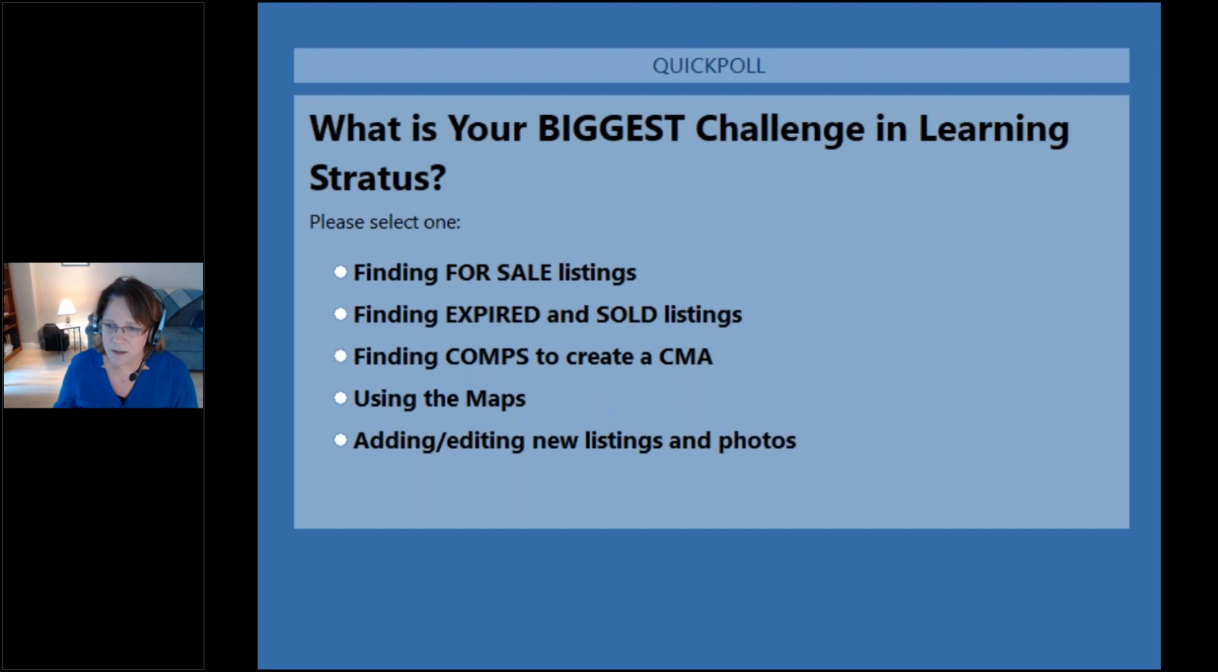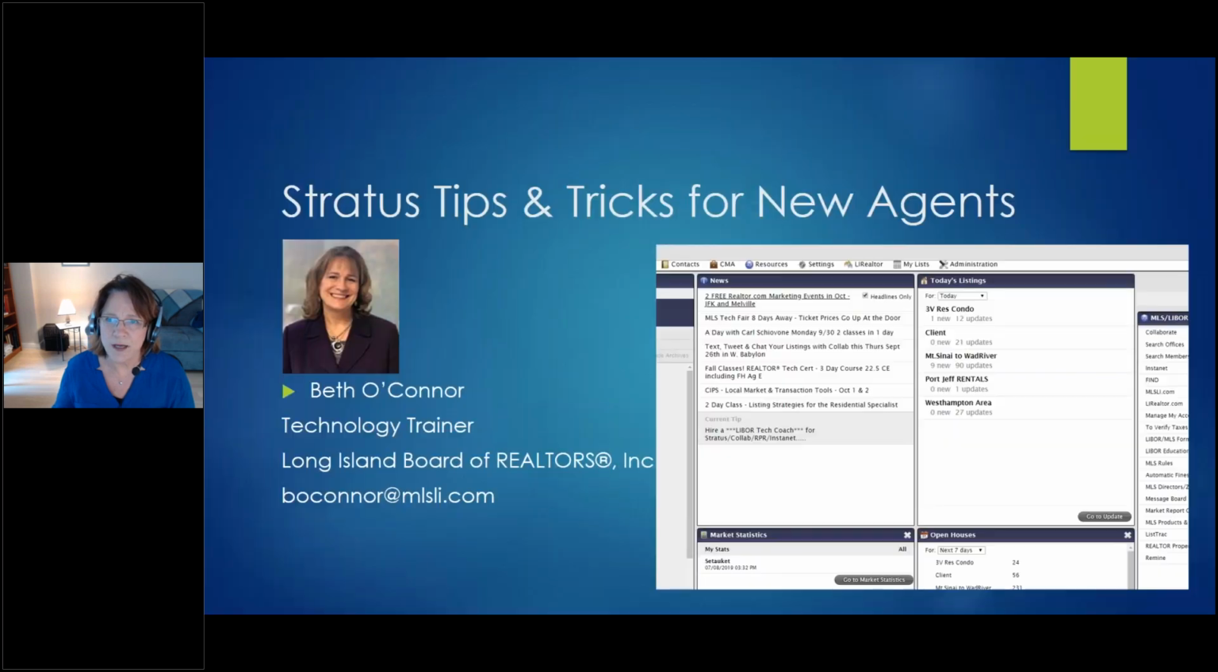Oh, here we go. Okay, so you're able to pick the answer. Seems more people are saying they're having trouble with finding listings. Okay, and comps as well seems to be the answer. Comps and for sale listings. All right, we'll make sure we cover those things carefully. I'm going to close the poll now. Let me make sure that you can see my screen.